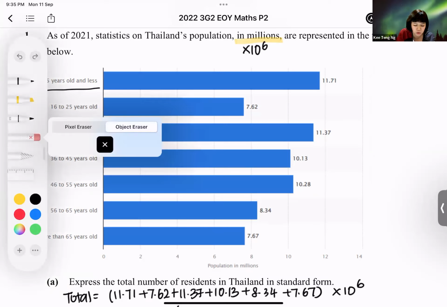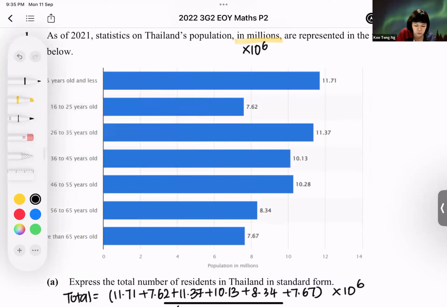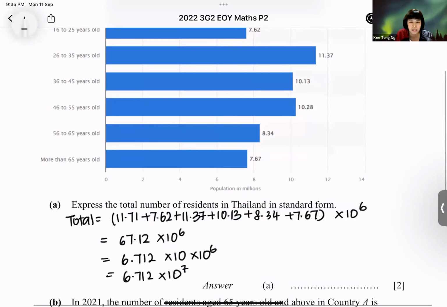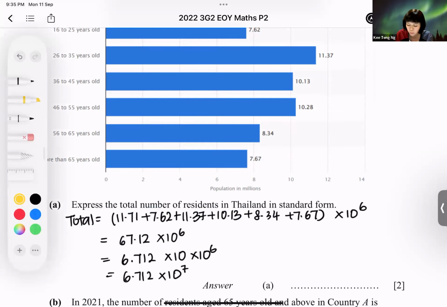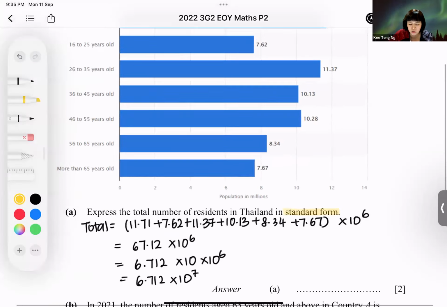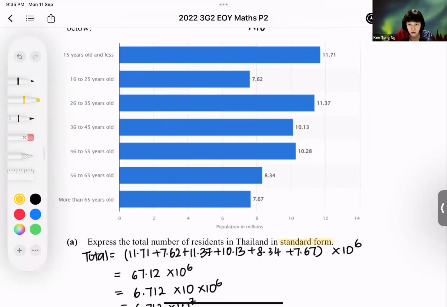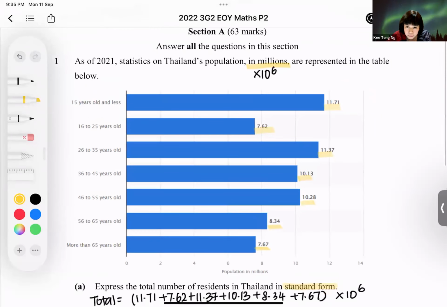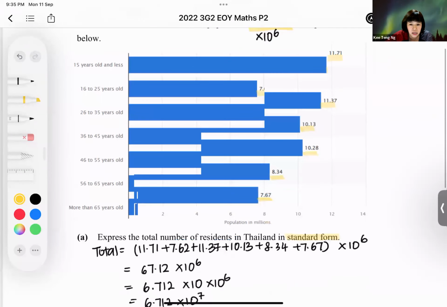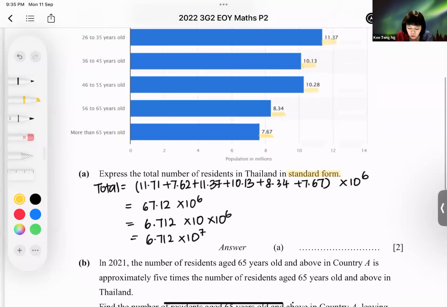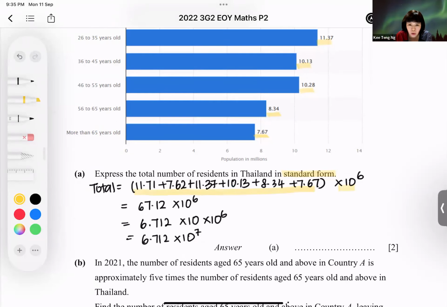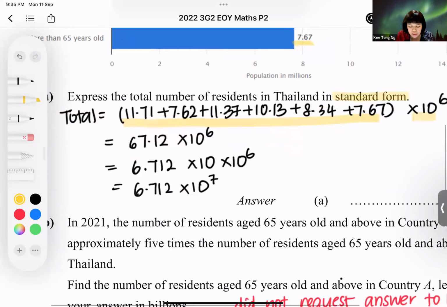Now, first question over here, they say to find the total number of residents in Thailand in standard form. So they want the answer in standard form. So what do I need to do? I need to add up the total, right? I have 11.71. All these numbers over here, we need to add them up together. But remember, all these numbers are in terms of millions, right? So there's a times 10 to the power 6. So I'm going to add all the numbers up together times 10 to the power 6.